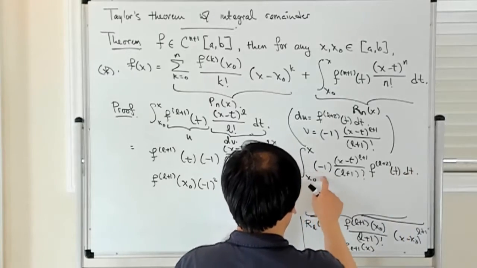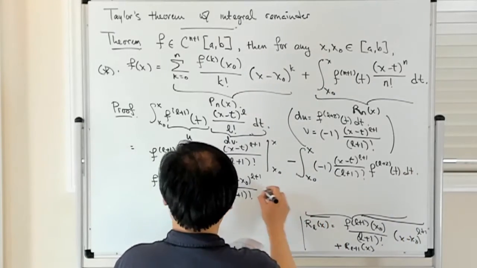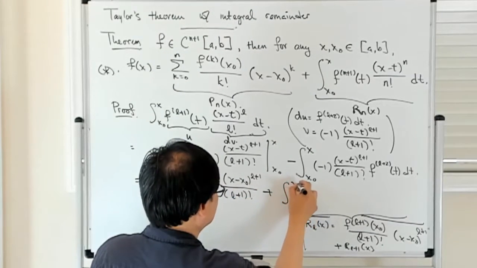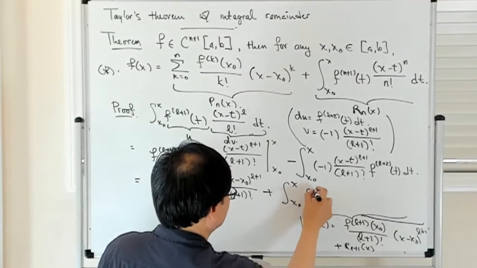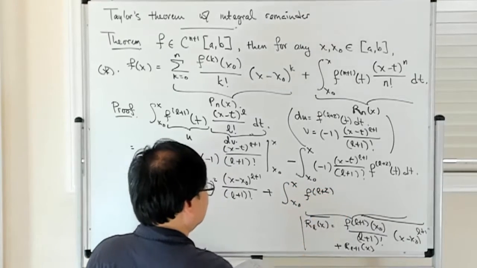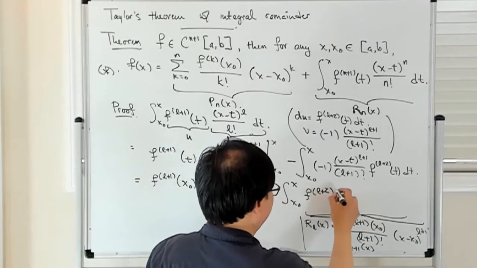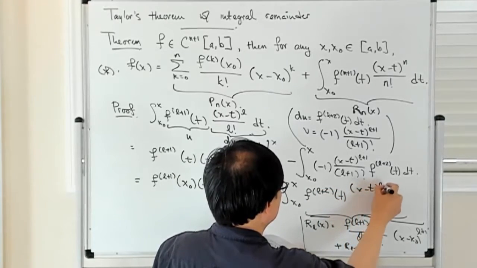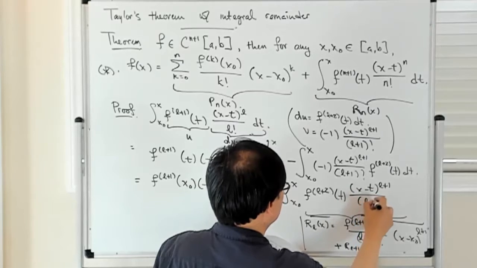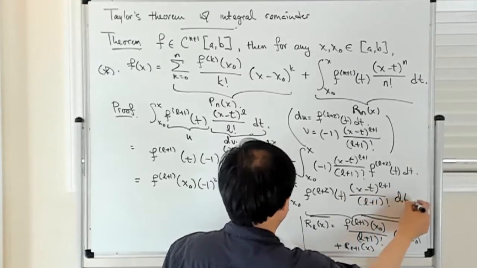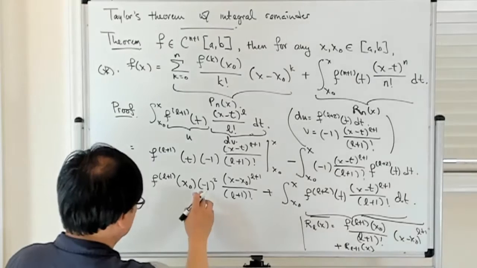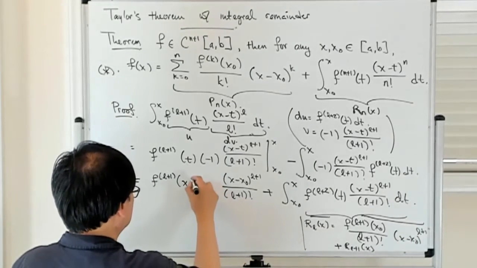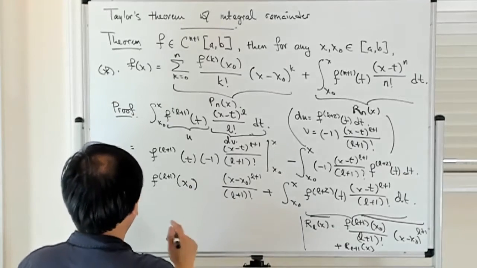Okay, so the minus 1's again cancel. So this is equal to plus the integral from x0 to x of the (L+2)th derivative of f times (x minus t)^(L+1) over (L+1) factorial dt. Right, so that minus 1 squared term cancels. So that's exactly what we want.